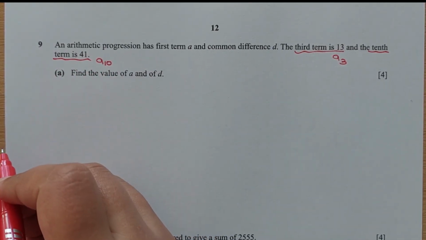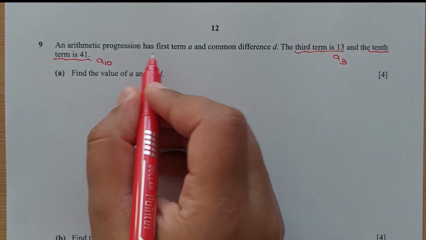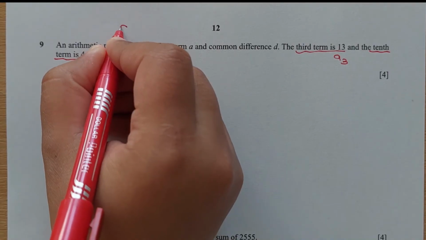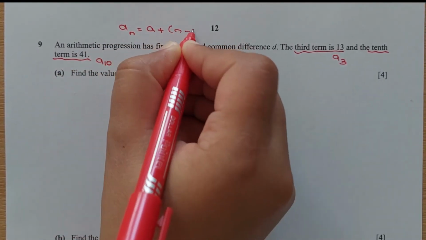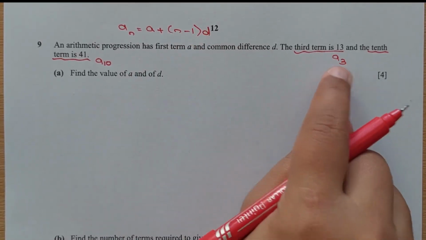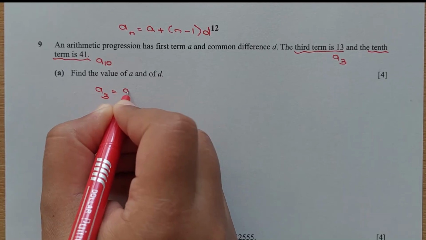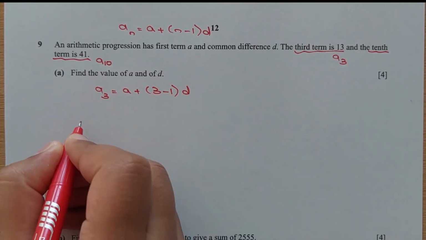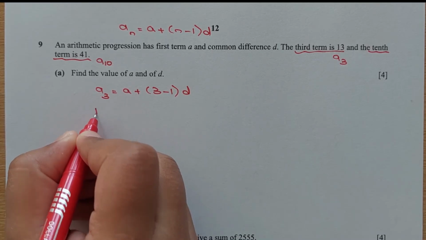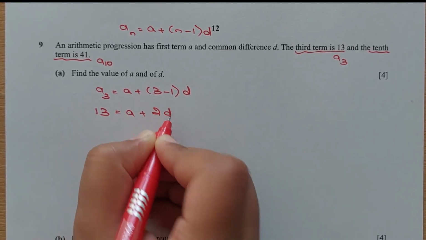Now for part A, find the value of A and D, right? The term formula for an arithmetic progression is an equals A, the first term, plus n minus 1 into D, right? We have been given A3. So A3 is equal to A plus 3 minus 1 into D. This is A3 is 13, A plus 2D, right?